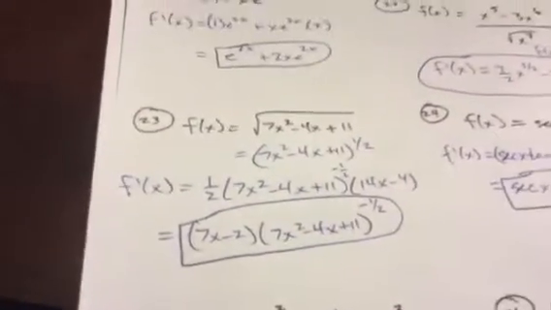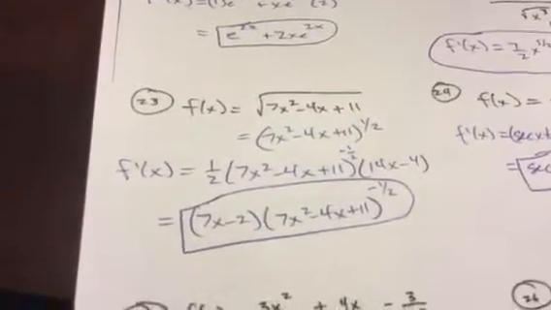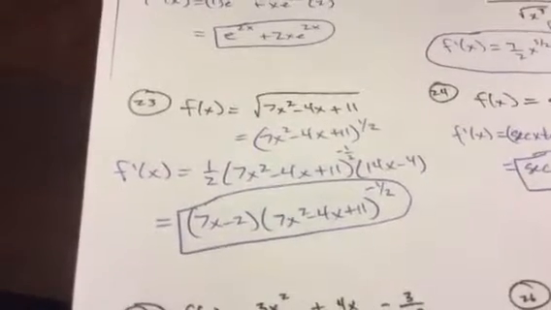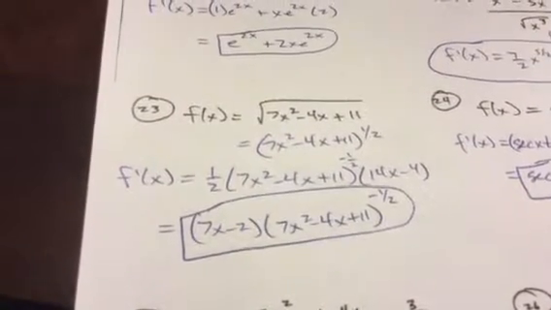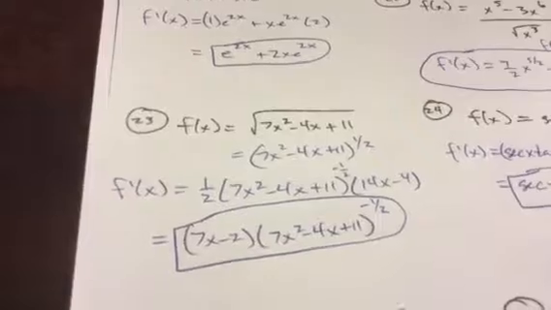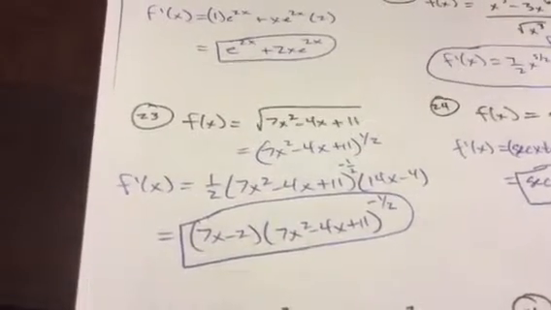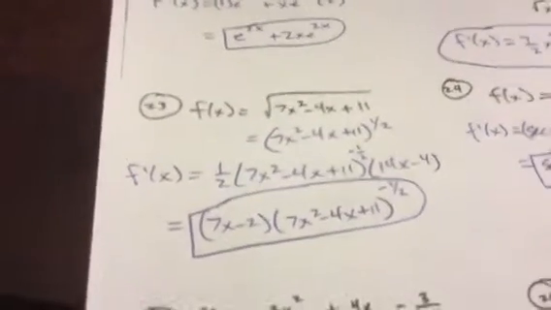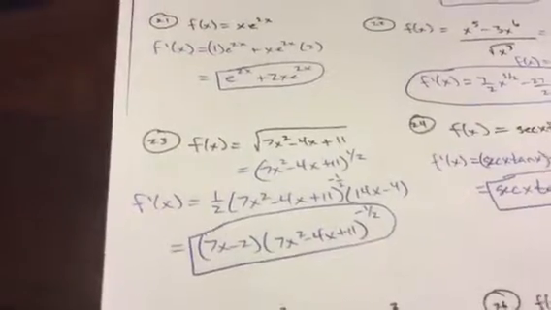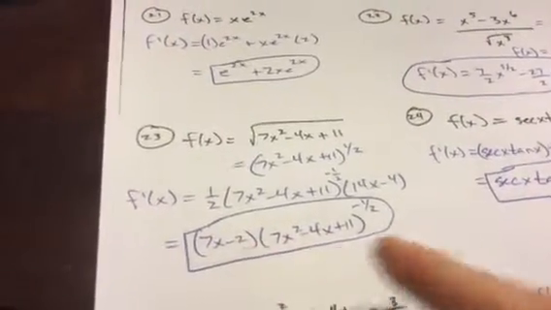Guys, on 23, that is the definition of the chain rule: 1/2, and then all that to the negative 1/2 times the derivative of 7x squared minus 4x plus 11, which is 14x minus 4. 1/2 of that is 7x minus 2, which we see right there, and then times this to the negative 1/2.